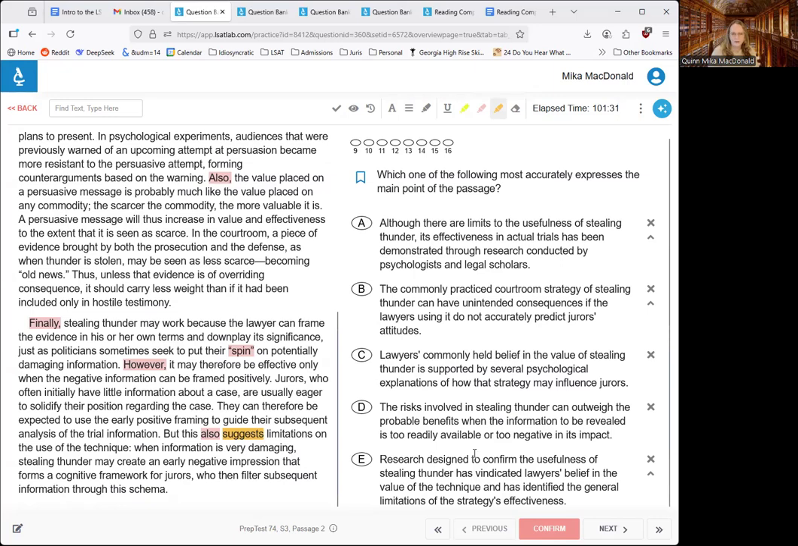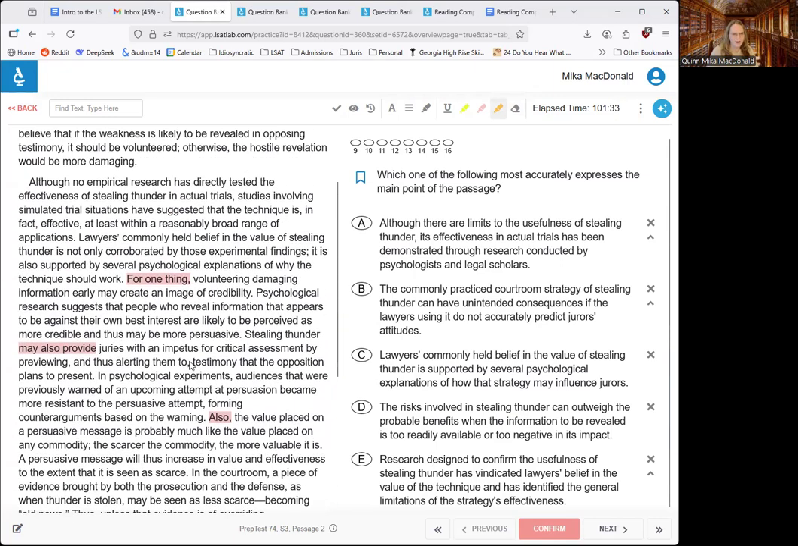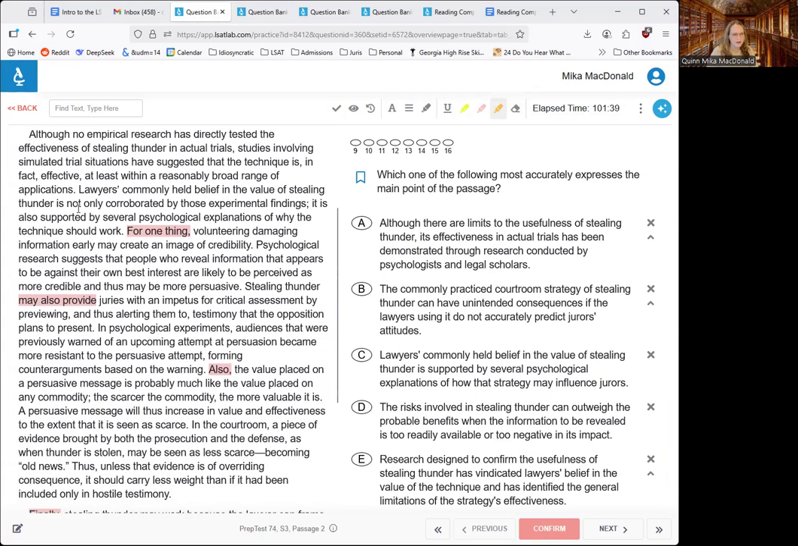I also think about this, designed to confirm, and the only research I think that was designed to confirm this was the simulated trial situations. All of the other research we had was more broadly psych research that is applicable to the situation, as opposed to specific psychological studies done on people in this situation. So E feels goodish, but it's going too intensely in tone.